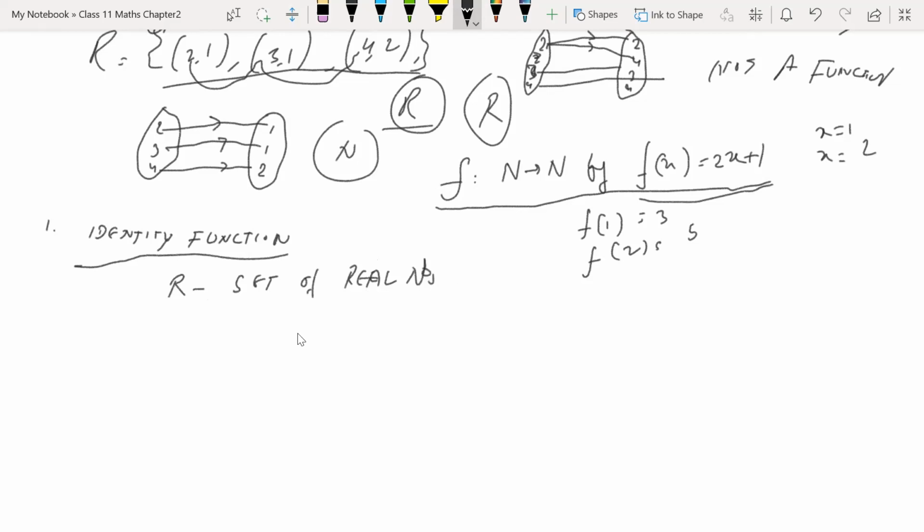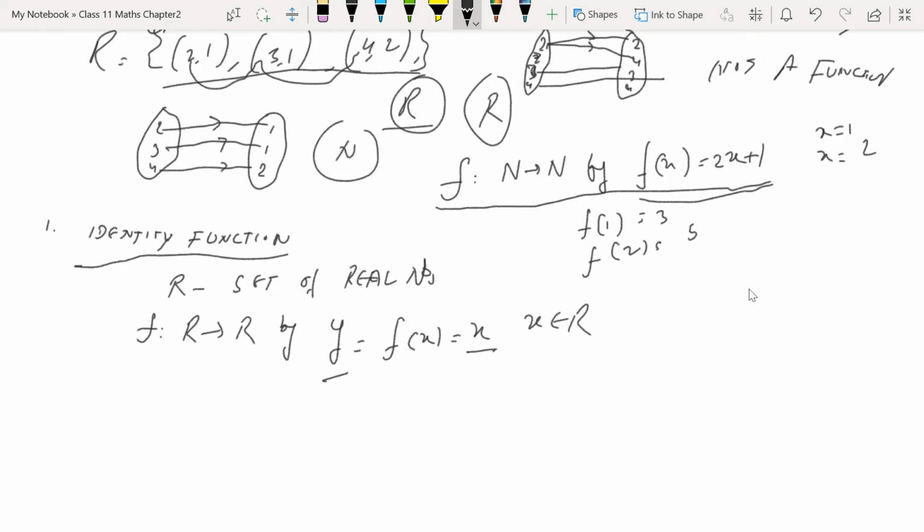So a real valued function can be defined, as I have explained earlier, f from R to R such that y = f(x) = x, where x belongs to R. It means for each value of x, y is the same.